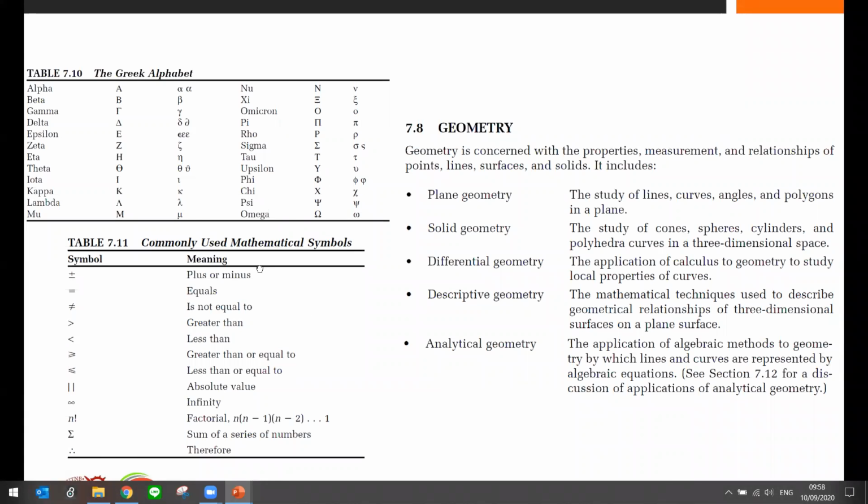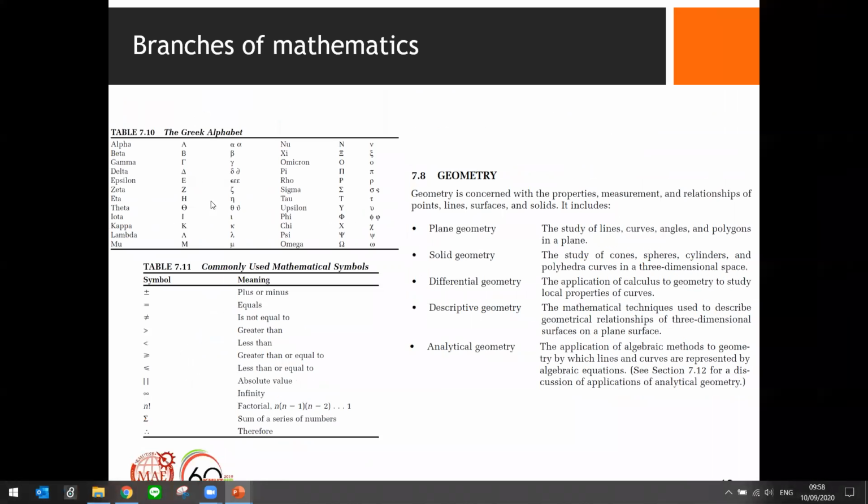We use a lot in the algebra. Next one is about the geometry. The geometry is about the measurement of the shape, right? So we have the subclasses of the geometry. The first one we call plane geometry, which is about 2D things. And solid geometry is your 3D thing.